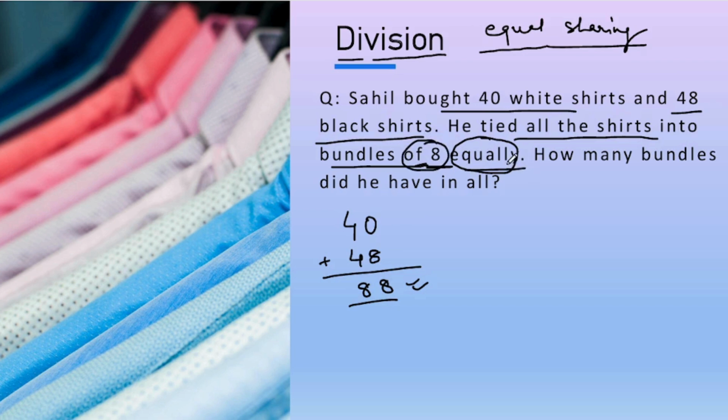So now you know that equal sharing means division. So 88 shirts are getting divided into bundles of 8 equally. Division. The total number of shirts is 88. You have to divide or bundle it with the help of 8 shirts. It means 8 shirts should be there in one bundle. You divide it. How to divide? We'll learn that very quickly. But here I am telling you, you need to divide this, and whatever quotient you get, that will be the answer.